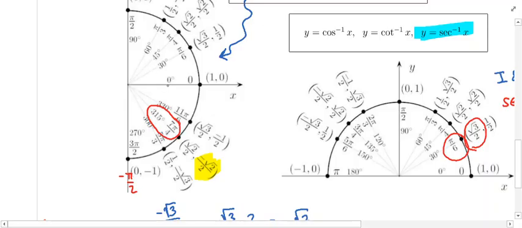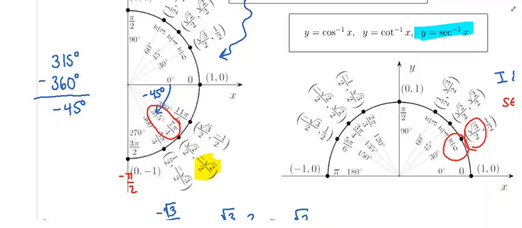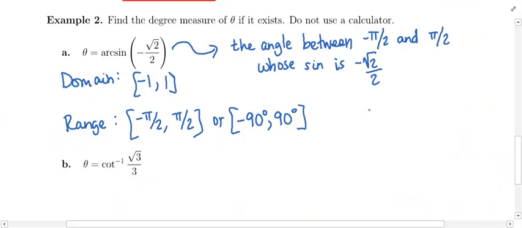If you think about this, think about your angle starting with an initial side along the positive x-axis and then just rotating in the clockwise direction until you get here. This is going to be negative 45 degrees. You can also see it by taking 315 degrees, the spot we landed on, and subtracting 1 revolution, which is 360 degrees. That's going to give you negative 45 degrees. So the correct answer here is going to be negative 45 degrees.